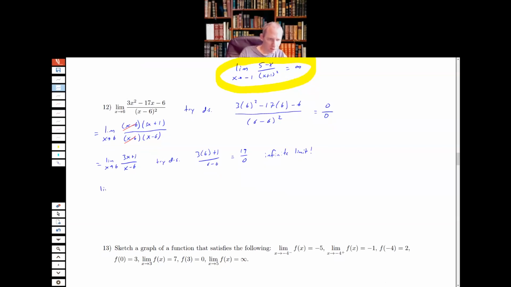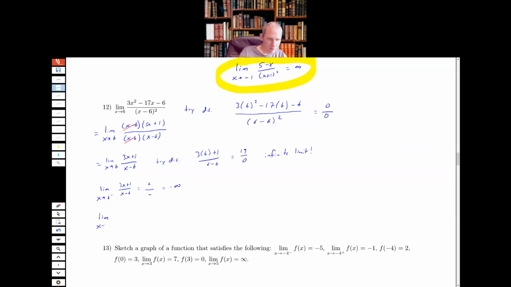So we're going to look at the limit as x approaches 6 from the left of 3x plus 1 over x minus 6. Okay, if I plug in something close to 6, we're going to have approximately 18 plus 1. That's close to 19. That's a positive. If I take something close to 6, but approaching from the left, so slightly less than 6, when I subtract 6, I'm going to get a negative. So the left-hand limit is negative infinity.